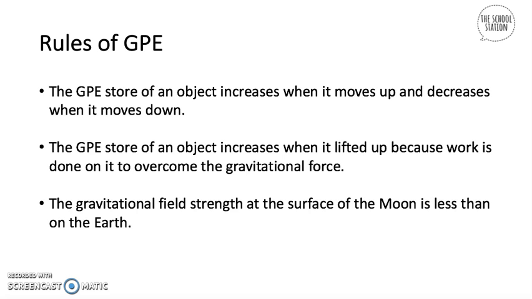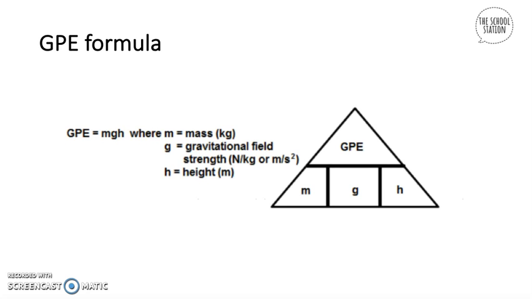So now that we know about GPE, what it is and also some rules about it, we're now going to go on to the formula for how to calculate GPE. The formula for GPE is GPE equals mgh. So you just have to remember GPE equals mgh. That is how easy it is.